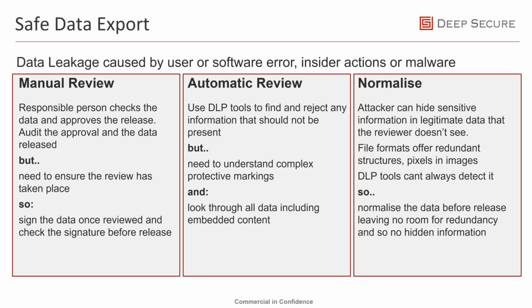Finally, there are places in files that won't be seen by either a manual review or an automatic review. Most file formats have redundant data structures where additional data can be hidden without affecting the way the file looks. Steganography is a technique of hiding data in legitimate data, and it's often applied to images, encoding information in the pixels of an image. This sort of data you can't spot by human review, and automated review mostly can't catch it either, meaning a different approach is needed. In the same way as for data import, you can use normalization to remove the redundancy in data files and ensure only the expected data is carried to the outside.